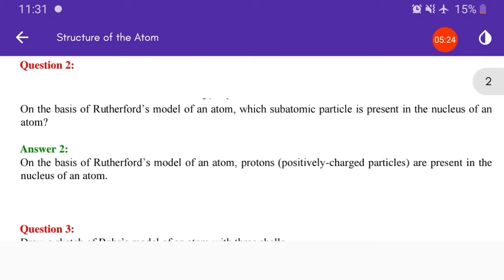Next question. On the basis of the Rutherford model of an atom, which subatomic particle is present in the nucleus of an atom? On the basis of the Rutherford model, the protons, which are positively charged particles, are present in the nucleus of an atom. Even neutral particles, that are neutrons, you can also include. In the nucleus, protons and neutrons are there.